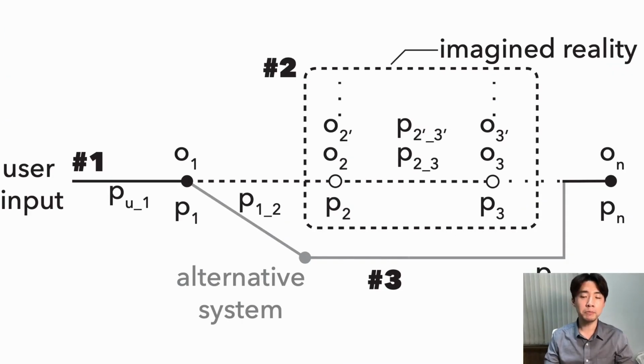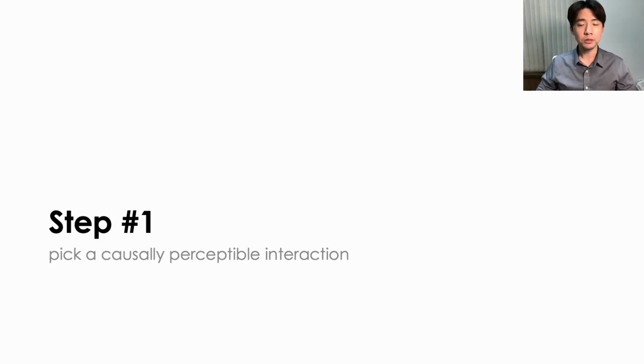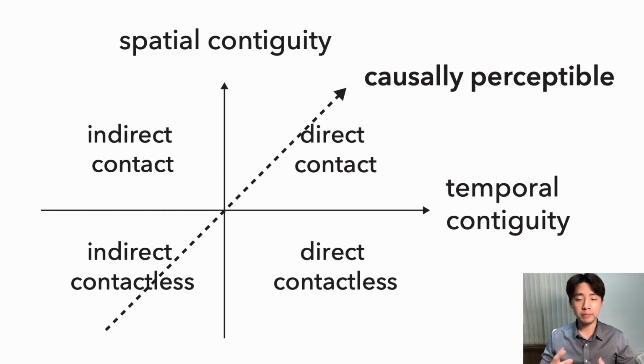And we described the complete 3 steps of opening up reality rifts in our paper. Here I'll just quickly run through it. Step 1 is to pick a causally perceptible interaction. And we use spatial and temporal contiguity to pick a causally perceptible interaction. In short, more mundane interaction is more causally perceivable.